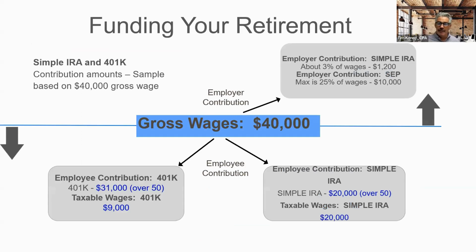Just to give you an example, if we've got an employee with $40,000 of wages, there's basically two different flavors. There's an employer contribution, which in our example, we're looking at a simple IRA. Generally, those employer contributions are somewhere around 3% of wages. So in this case, it'd be a $1,200 contribution to that employee, and also an expense or deduction on that company's tax return. If it was a SEP, the max would be 25% of wages, in this case $10,000.